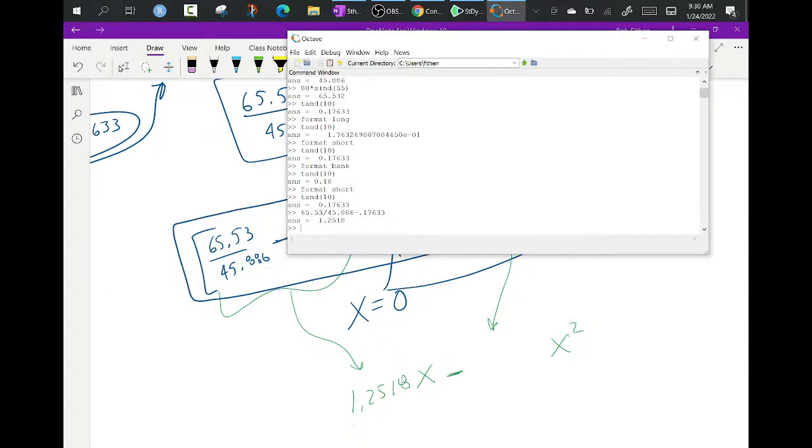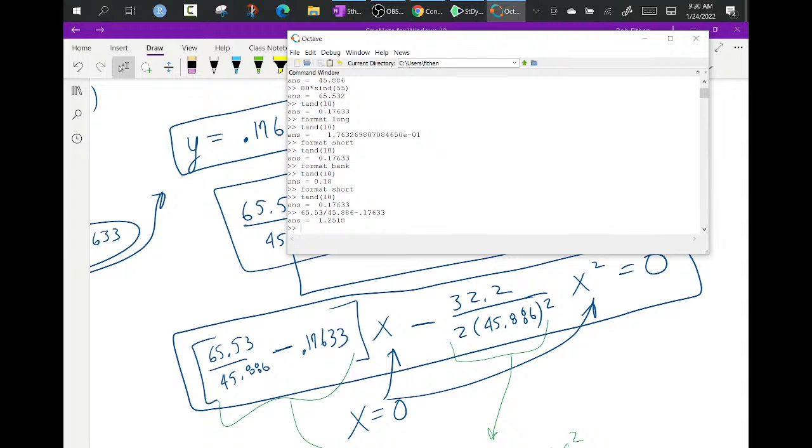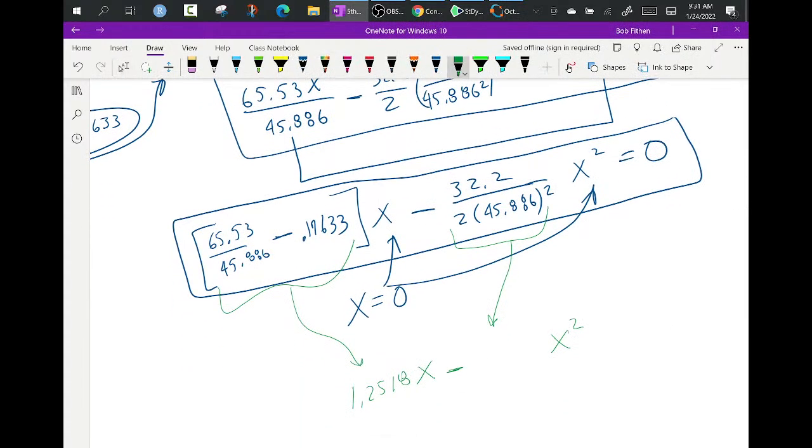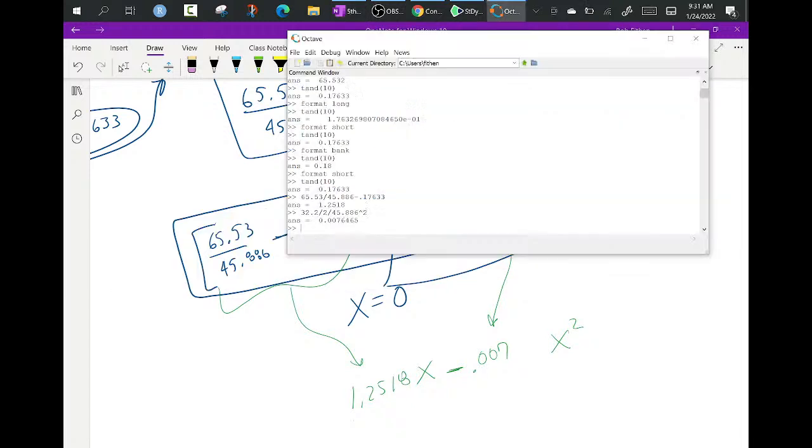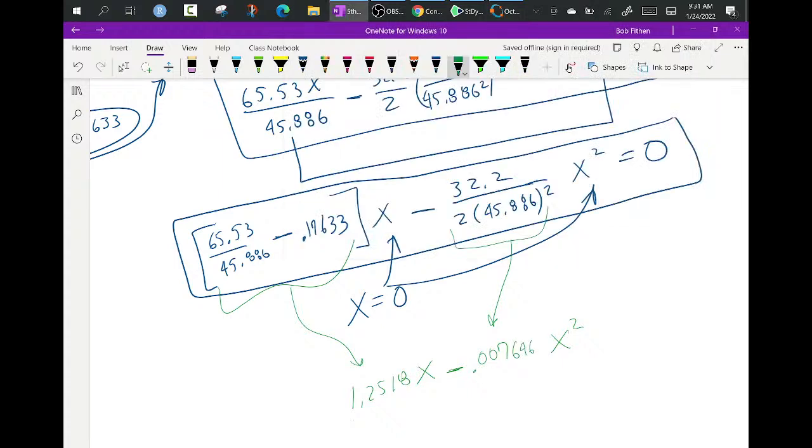Okay. All right, the other one is 32.2 divided by 2 divided by 45.886 squared. Ooh, pretty tiny. Did I do that right? We'll be able to check in a second. I'll show you how to check. 0.0076465. Okay, so now, equals 0.